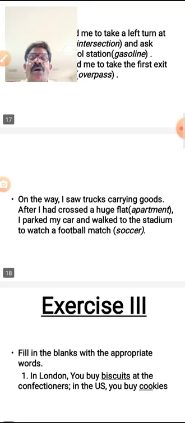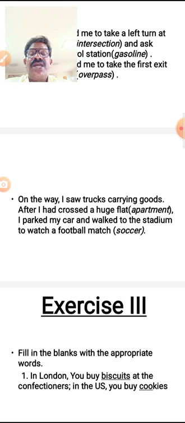And now, on the way, I saw trucks carrying goods after I had crossed a huge flat. Trucks, American, lorry, British English. I'm sorry, it is not being underlined. Flat once again, an apartment. I parked my car and walked to the stadium to watch a football match. Football is a British English one, soccer is an American one.